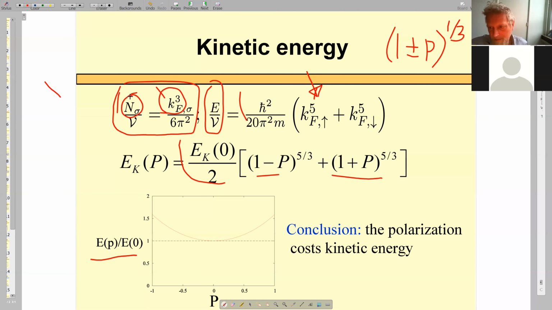Fine. We make this quick plot. We see that the minimum is eventually at 0. It is energetically favorable to have no polarization, right? And if you want to make polarization, it will cost you kinetic energy. Yeah, we compute how much it costs very accurately. Good.